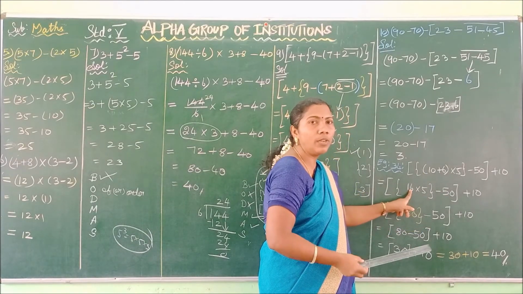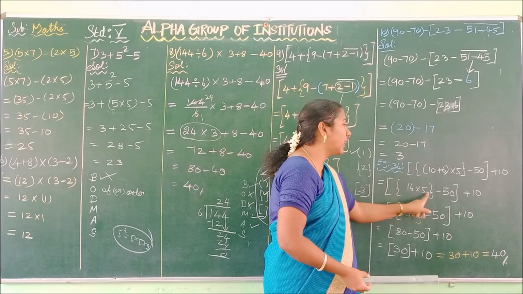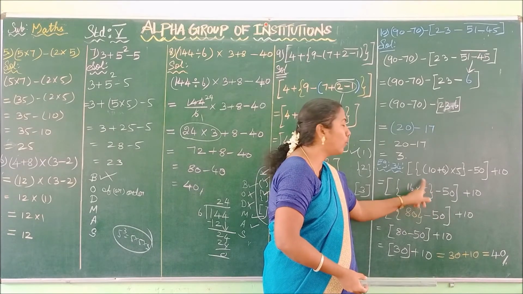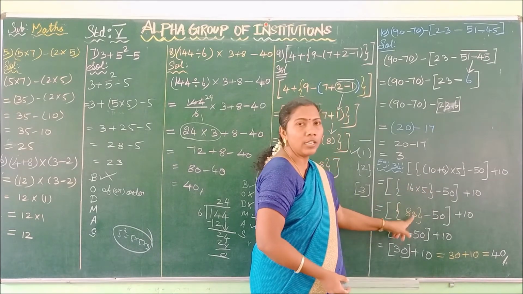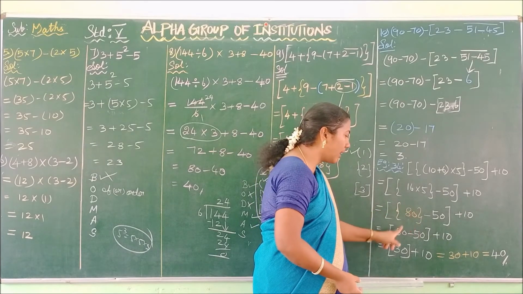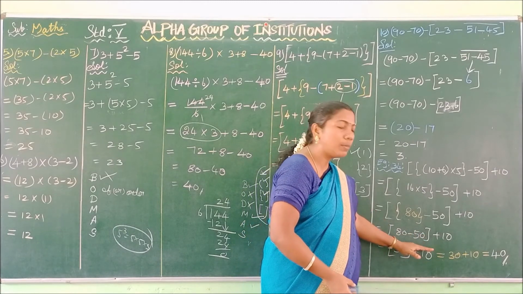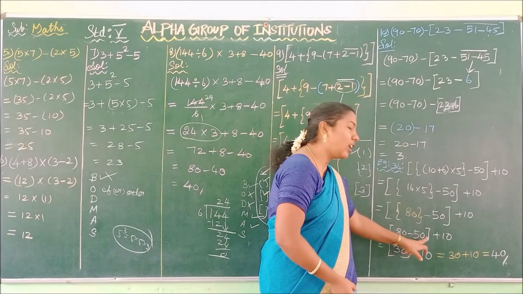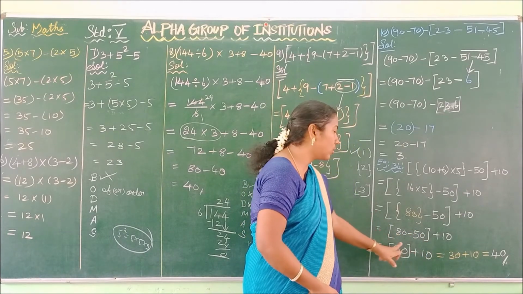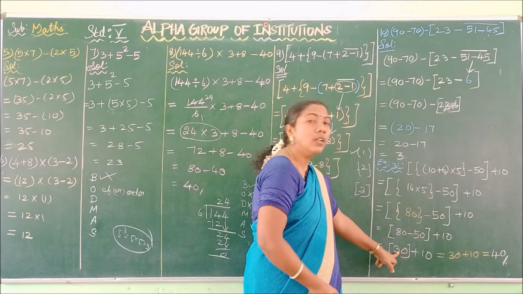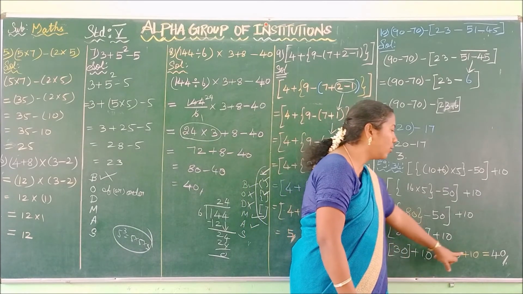So next you have to evaluate the curly bracket. Within this bracket we have 16 and 5. You have to multiply it, you get 18. The next step, you have to remove this bracket and write the number as it is. Now we have the square bracket. Within this bracket we have two numbers, 80 and 50, with the operation subtraction. So 80 minus 50, what's your answer? 30. So add 30 with 10, you get 40.